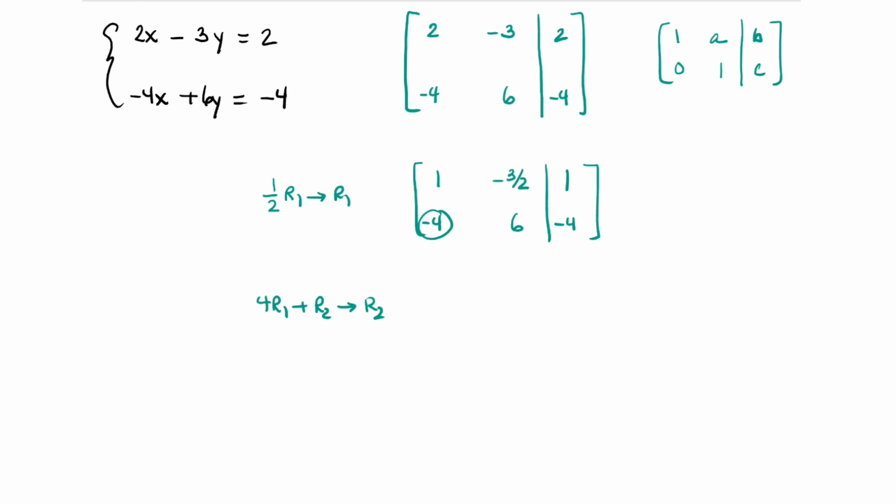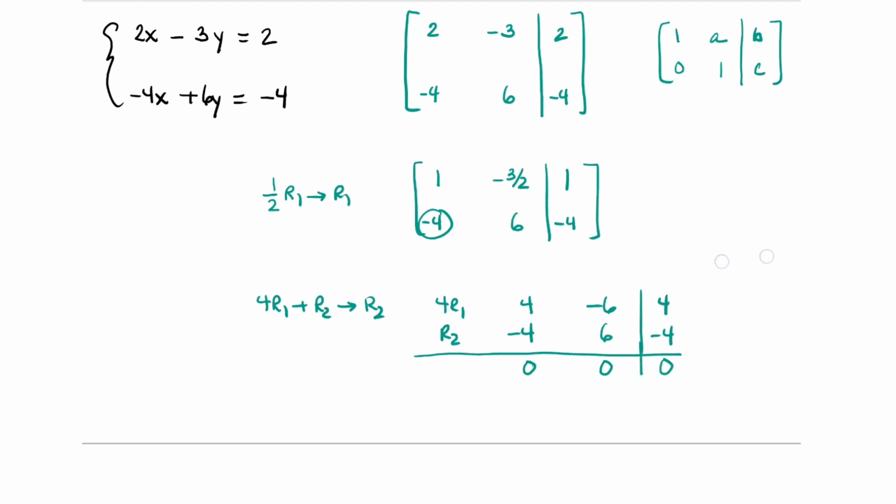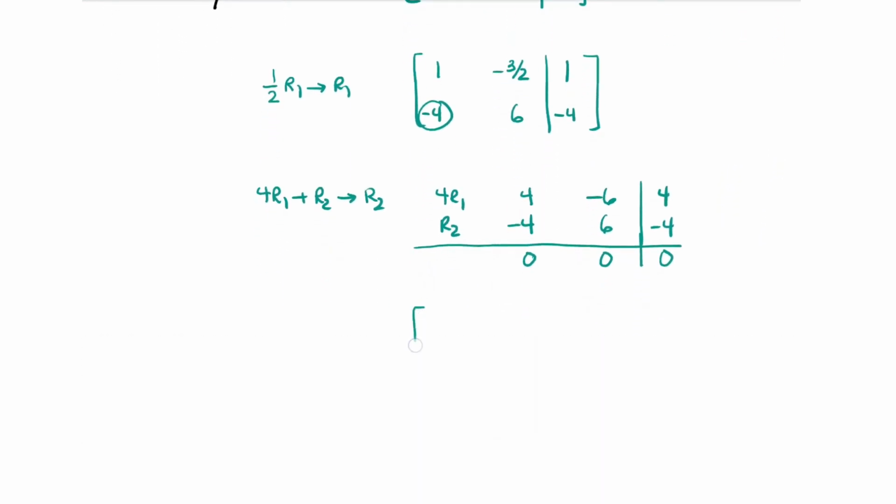That's a big thing. So 4 row 1 is 4, negative 6 with an augment, and then 4. And then row 2 is negative 4, 6, and negative 4. This is interesting. So that means I have zeros on the left and zeros on the right. Well, that's my new row 2. So I'm now going to write the augmented matrix with the new row 2, which is just a bunch of zeros. So now what does this mean? A row of all zeros.